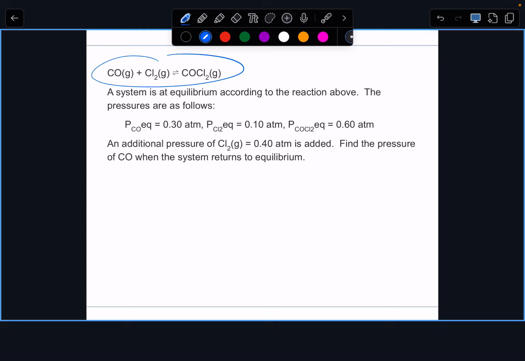You've got this reaction, it's at equilibrium, and it even gives us the concentrations at equilibrium for all of these components. So we could go ahead and calculate K because we know equilibrium values. They don't give us K, but we could calculate that. I think it comes out to like 20 or 25, something like that. So it's pretty product favored.